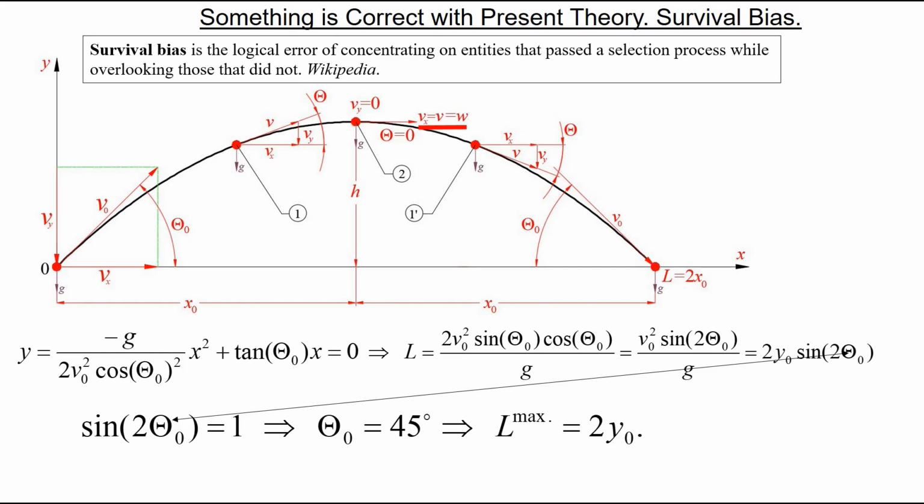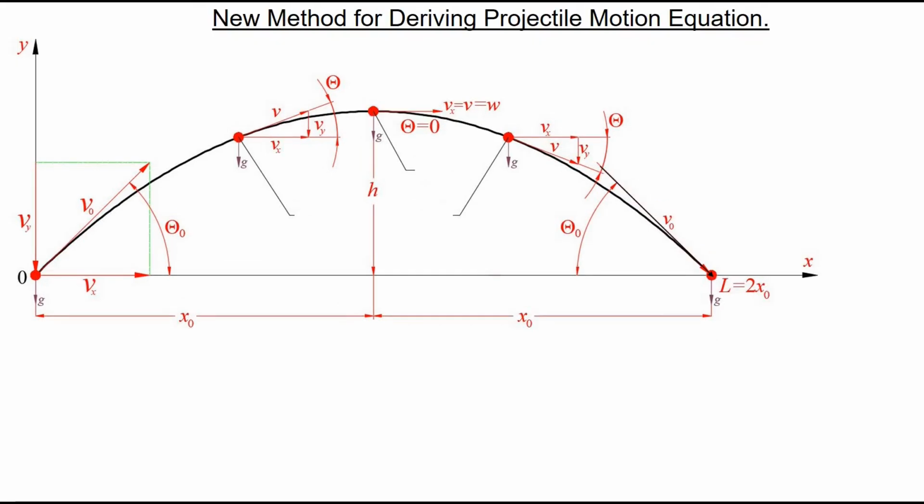And in the general case, close enough facts or even a correct equation give a survival bias notion, which does not allow seeking alternative methods. Our starting point will be here at point 2, where the angle of resultant velocity is at 0 angle.